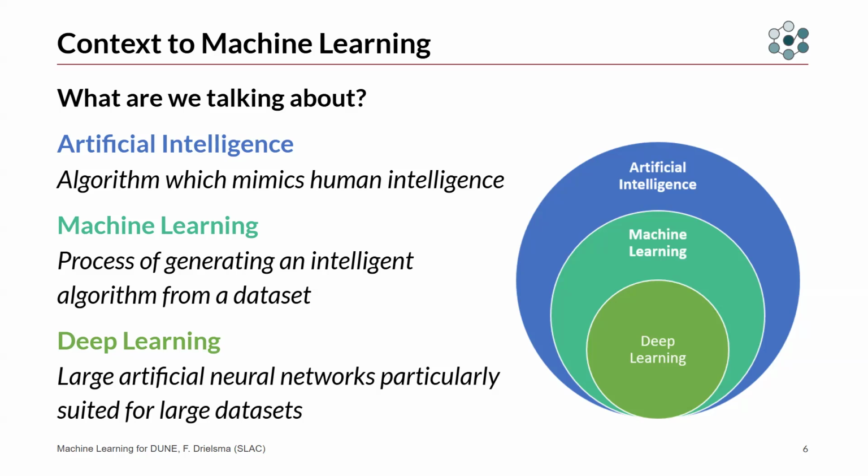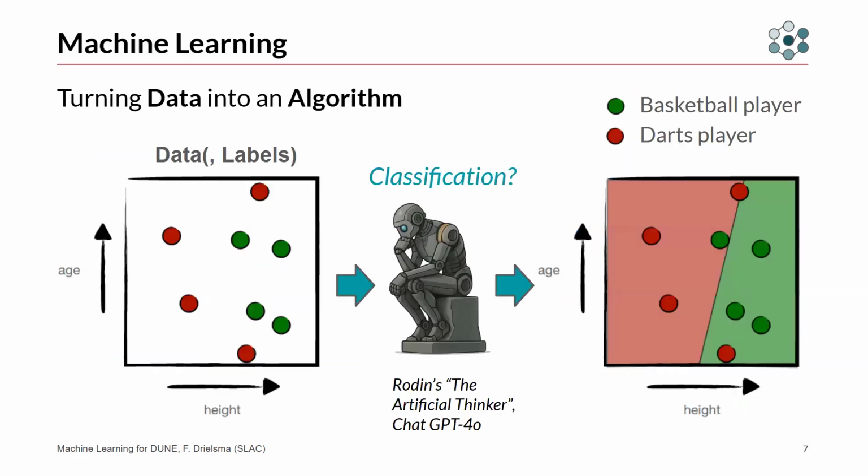And then finally, deep learning, which has become particularly relevant in recent years, is yet another subset of machine learning which particularly focuses on artificial neural networks, which are particularly suited for large data sets. And so what ML is, as I mentioned, is turning data into essentially an algorithm. If you have a set of data, I'm just taking a basic example here of different people with a certain age and a certain height, and you're trying to predict whether these people are playing basketball or darts, for instance. And so this is just the sample you're looking at.